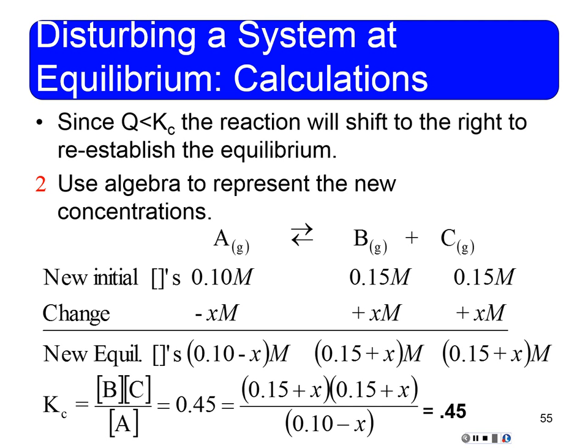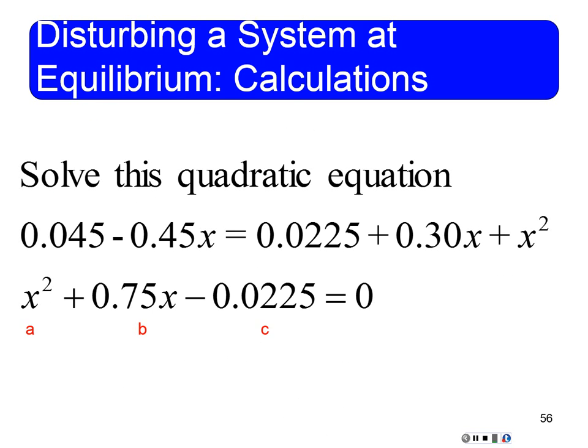Okay, so if we set this equal to 0.45, most of you have probably heard of FOIL, right? So that's what you're going to do. You're going to FOIL it, and you want to come up with a quadratic formula. So when you FOIL this, this is what you should get, equal to 0.